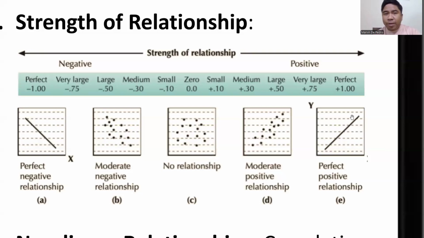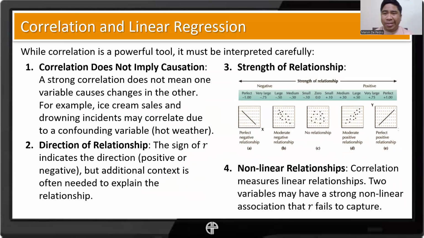In between the no relationship and the perfect relationship, we have the strong and the weak. Very large, either negative or positive, we consider as strong. Large, we consider as moderate, while medium and small we consider as weak. And of course, when it is very close to zero, we consider that as no relationship. You'll see later what this is about. Why do we talk about this?